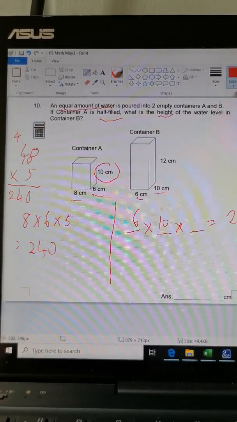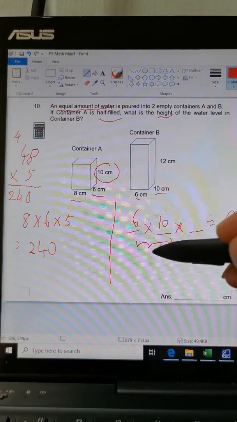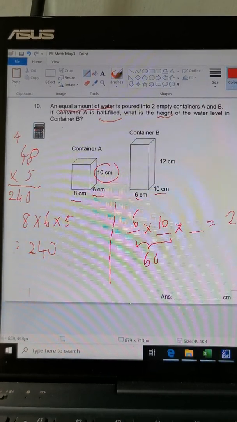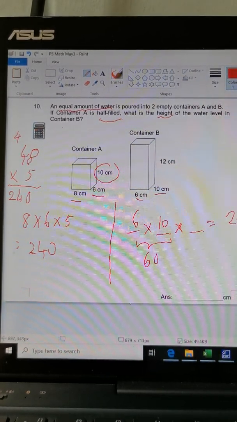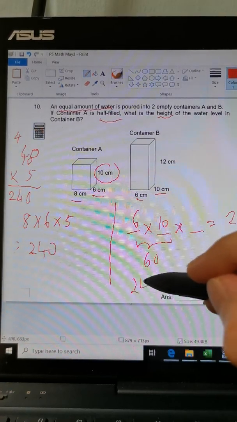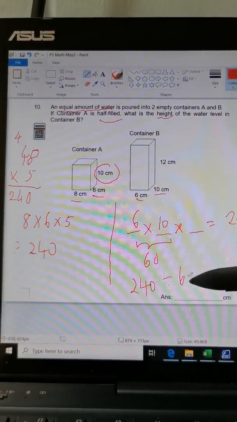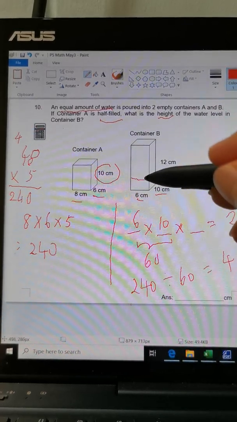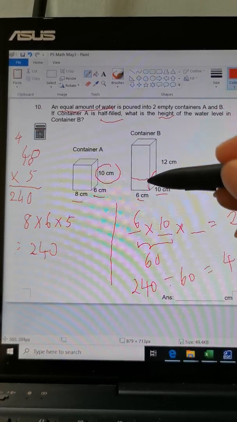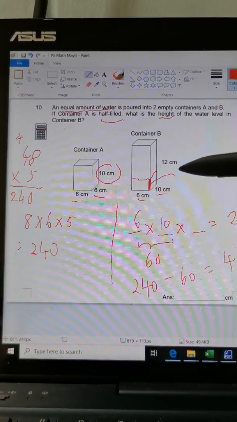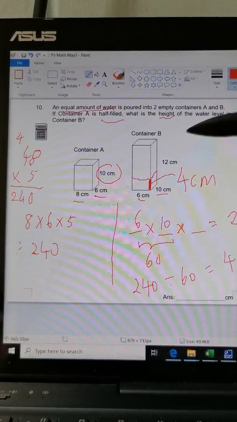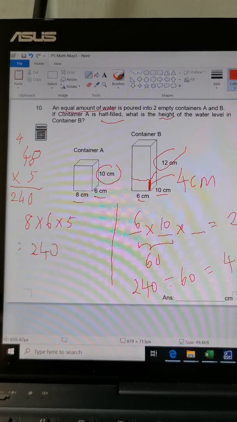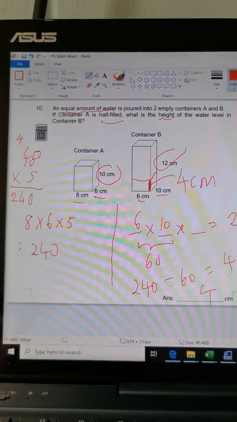So 6 times 10 gives you 60. Remember that. And then based on our previous example, we take 240 divided by 60. So we get 4. So meaning water will only be filled up to a height down here of 4 cm, not 12 cm. It only fills up to 4 cm. So the answer is 4.